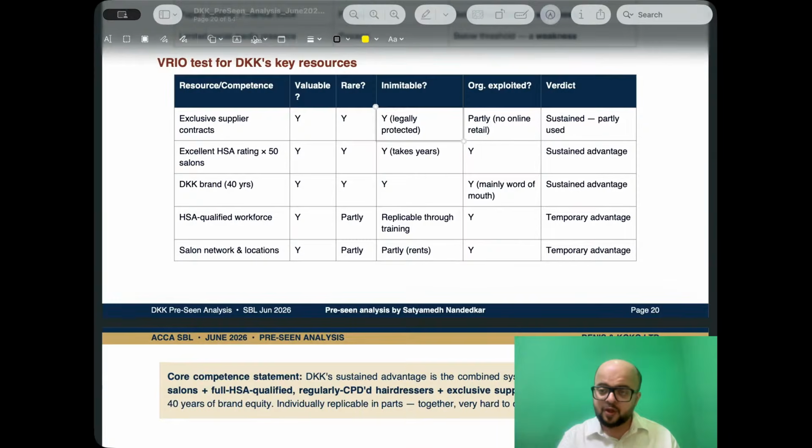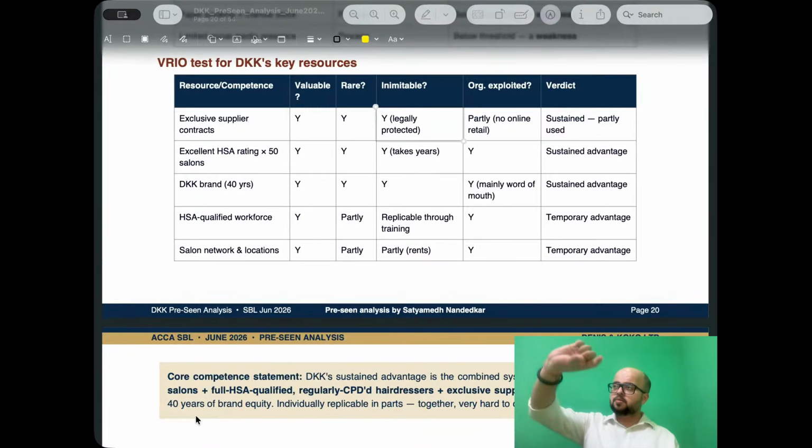Kesha's question is: is the organization exploiting this? What is the meaning of organization exploited? The question is whether the organization is making full use of this resource or competence that they have. Like exclusive supplier contracts, they are not making full use of the fact that they have an exclusive supplier contract. Ideally, what should these people have done? क्या करना चाहिए था? Ideally, what these people should have done is they should have started selling the product online.